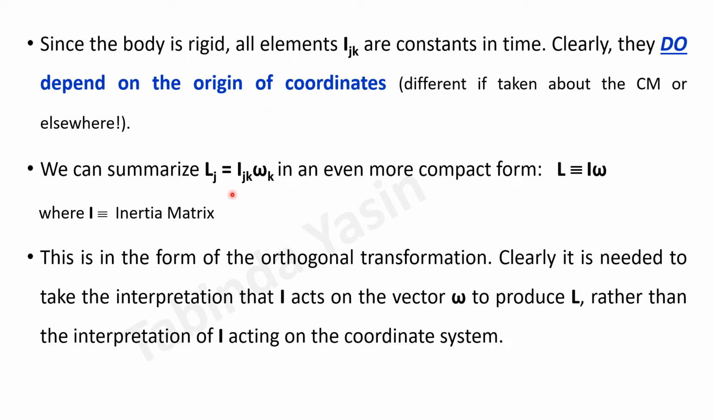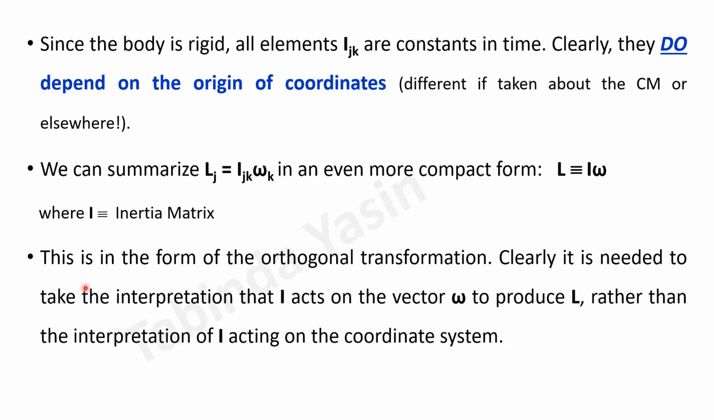Now we can summarize L_j = I_jk omega_k in an even more compact form, that is L equivalent to I omega, where I is equivalent to the inertia matrix. That I is the inertia matrix for the whole rigid body.